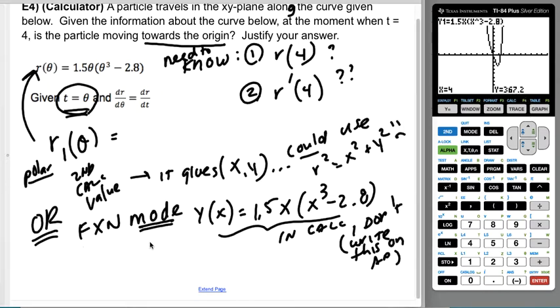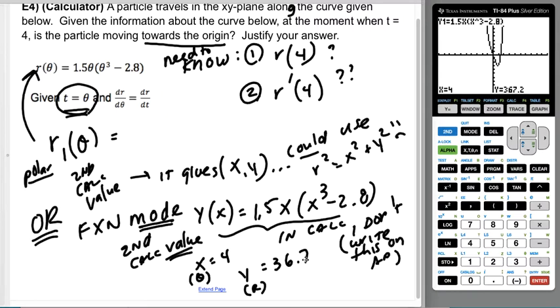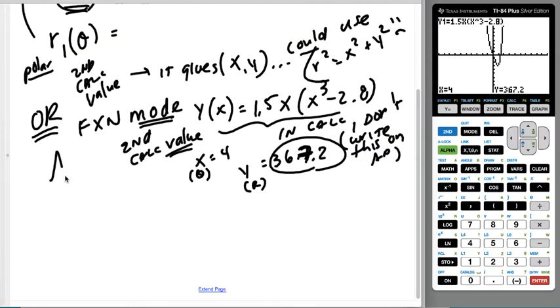So if I do it this way, when I do second calc value, it just gives me an x, which remember is actually my theta, so x is 4, and it gives me a y, which I have standing in for my r, that is 367.2. So that gives me that value, and I don't have to do this to find r. So I'm going to argue that that's the better plan. So I know you can be in polar mode, but I'm going to argue you don't have to be, and it's actually not as useful.